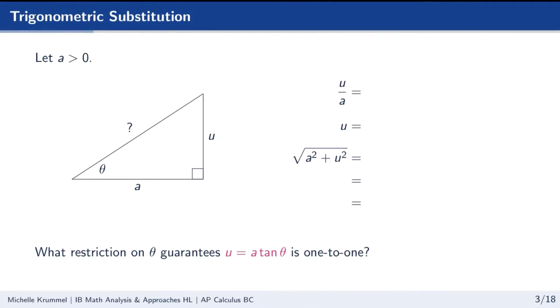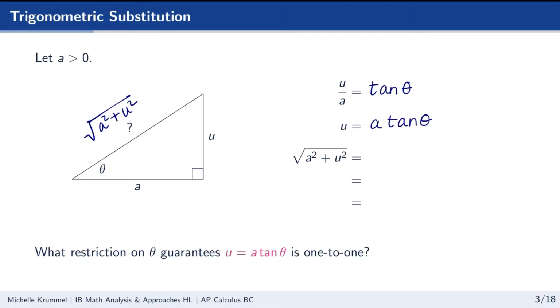So in this triangle, if we use the Pythagorean theorem, the hypotenuse is the square root of leg squared plus leg squared. Okay, so we're going to use this substitution whenever we have something in the form of the square root of a squared plus u squared. In this case, u over a equals the tangent of theta. Multiplying both sides by a, we get u equals a tan theta.